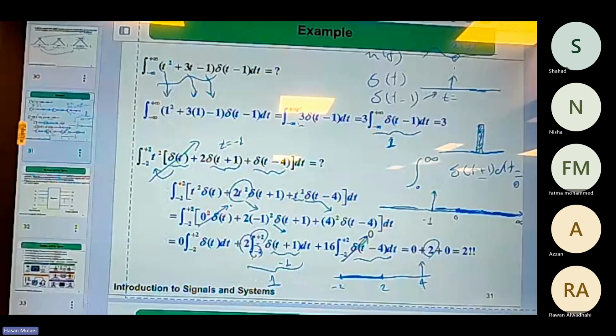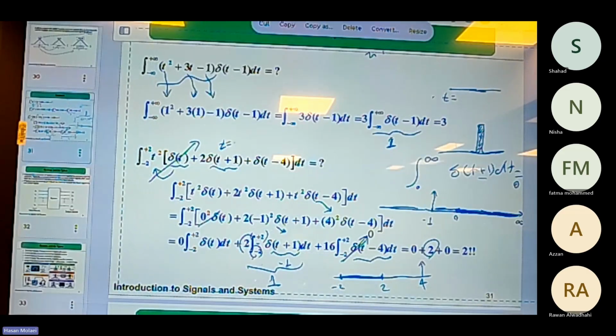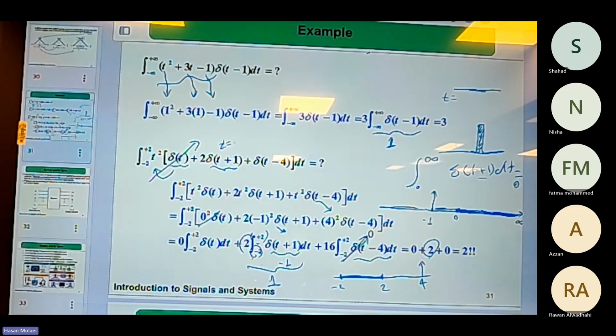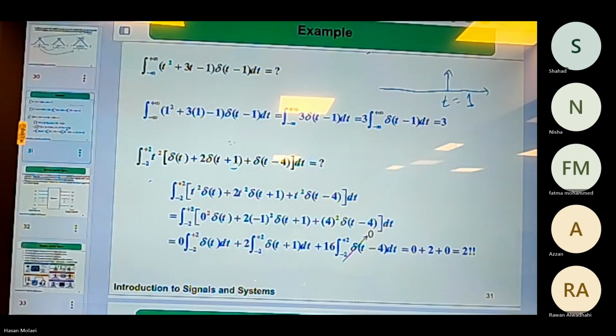Here we talked about the sampling property of the unit impulse, which says if you multiply the unit impulse by any function or any waveform, you will only have the waveform exactly at the point of the impulse. If I have one impulse at t equal to 1, what is the expression? That's delta(t - 1).